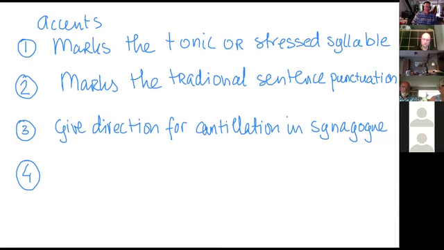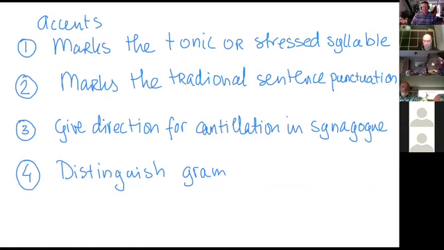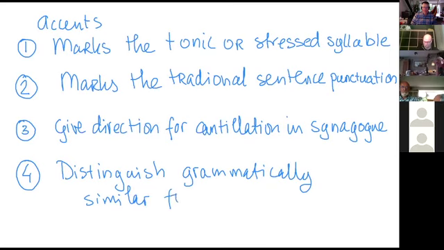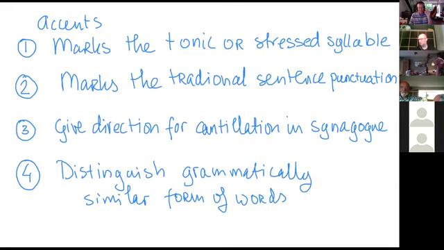And number four, distinguish grammatically similar forms of words. In the next module or session, you are going to discuss the metheg, and you will be surprised that one little stripe can change the complete meaning of a word. So if you don't see that, you pronounce it wrong and you get a wrong meaning. But that is the interesting part of it.